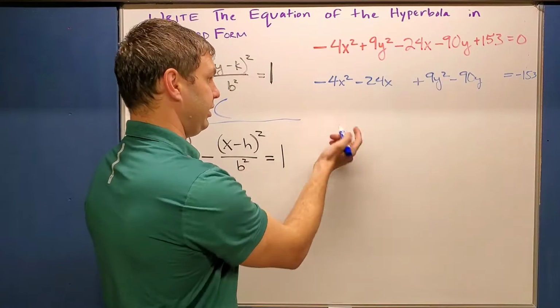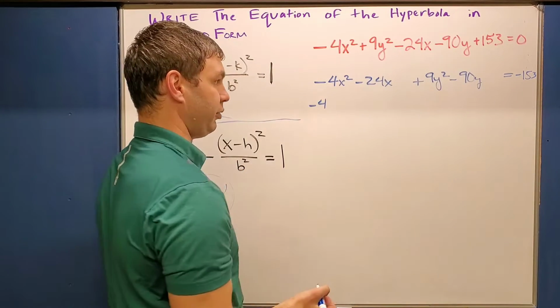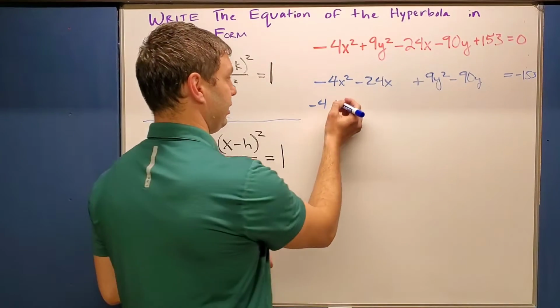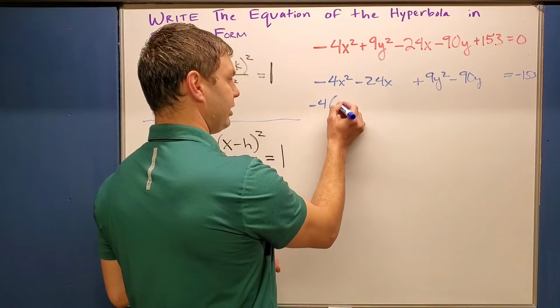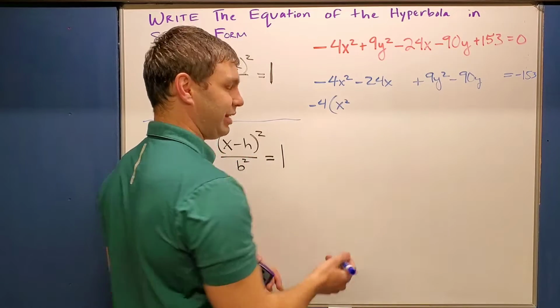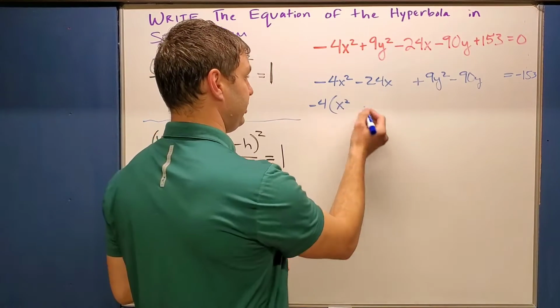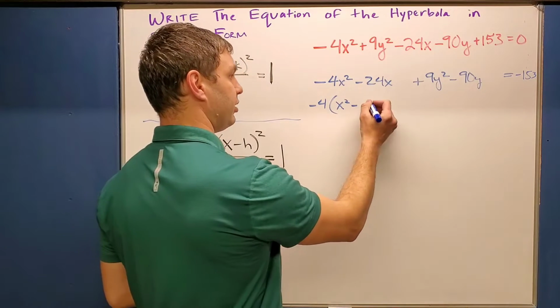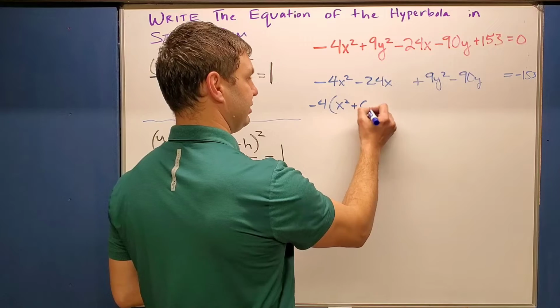So to get that here, I need to kind of factor out a negative 4. And I'm only going to factor that out of both of my x terms, and you'll see why that works in a second. But if I do, I do have now my x squared with that coefficient of 1, which is good. I can complete the square after that. And then negative 24x divided by a negative 4 is a positive 6x.